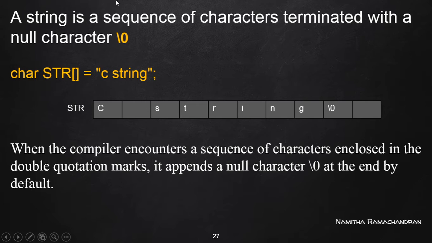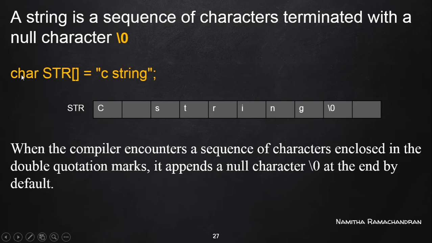So we can consider the definition of a string first. A string is a sequence of characters terminated with a null character. Okay, the null character can be represented using a backward slash with a 0. So a string means a sequence of characters. For storing different characters in a string, we can declare a character array first.